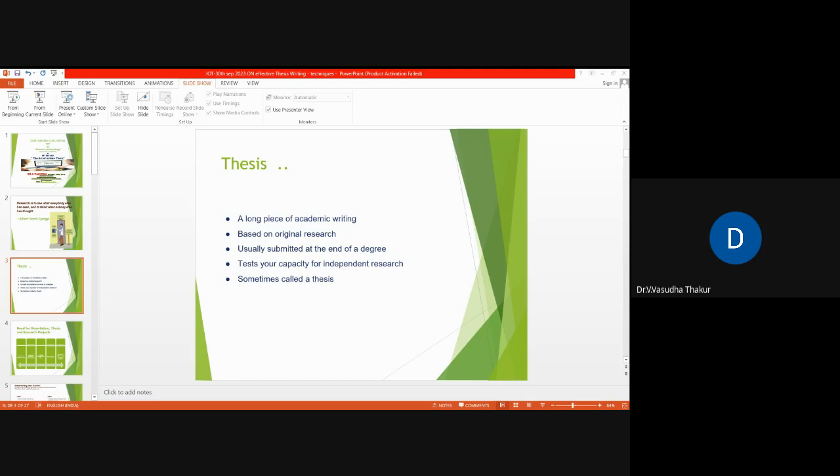So in the process of conducting a research, you come across so many challenges. There are various nodes at which you have to concentrate. After everything is done, then the time comes where you have to compile the whole report in a very systematic order, step by step.